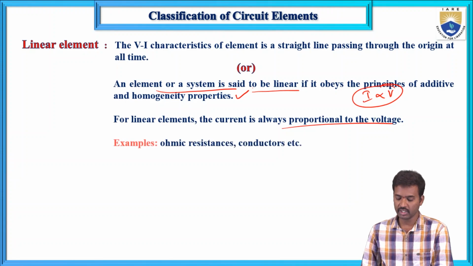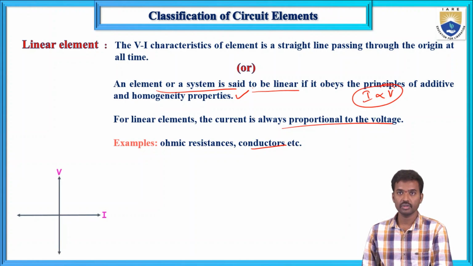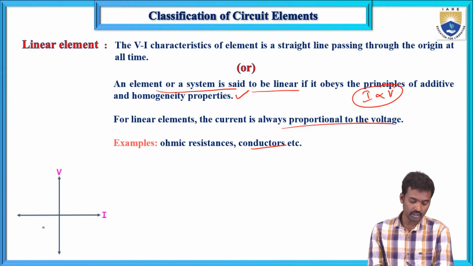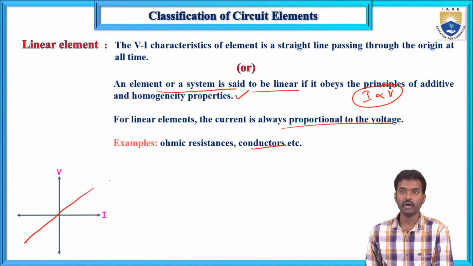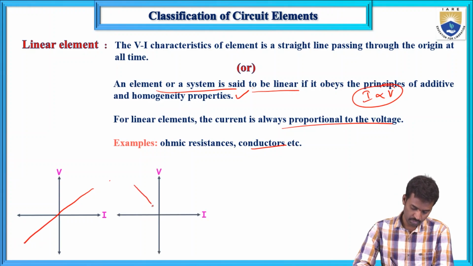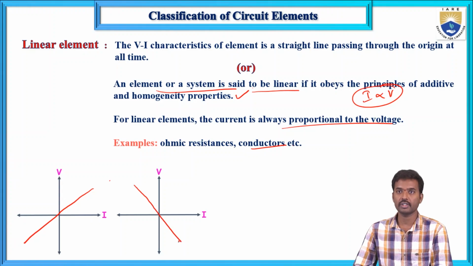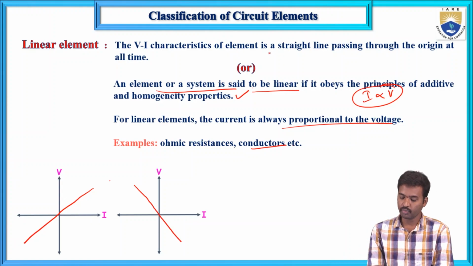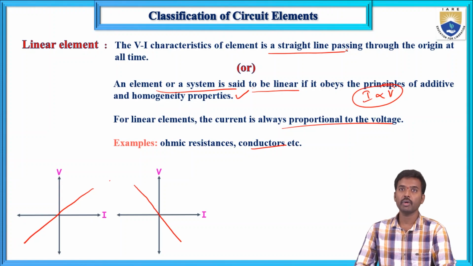Examples are all ohmic resistance conductors. So now if you draw the graph between voltage and current, that diagram must be a straight line and passing through the origin. So this is the one. It must be a straight line and passing through the origin. So this is how we will determine whether it is a linear element or non-linear element.